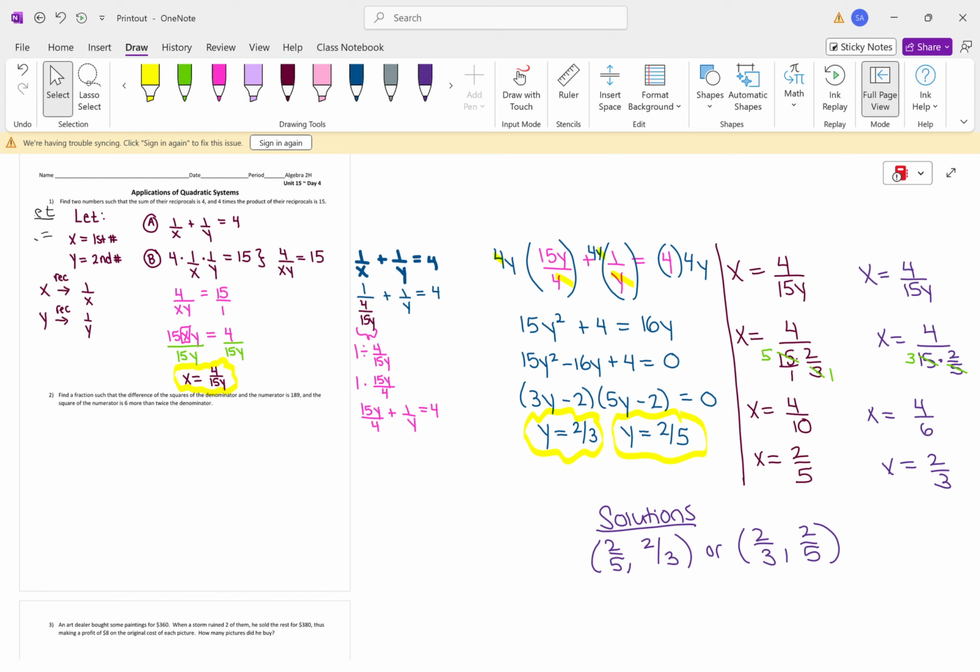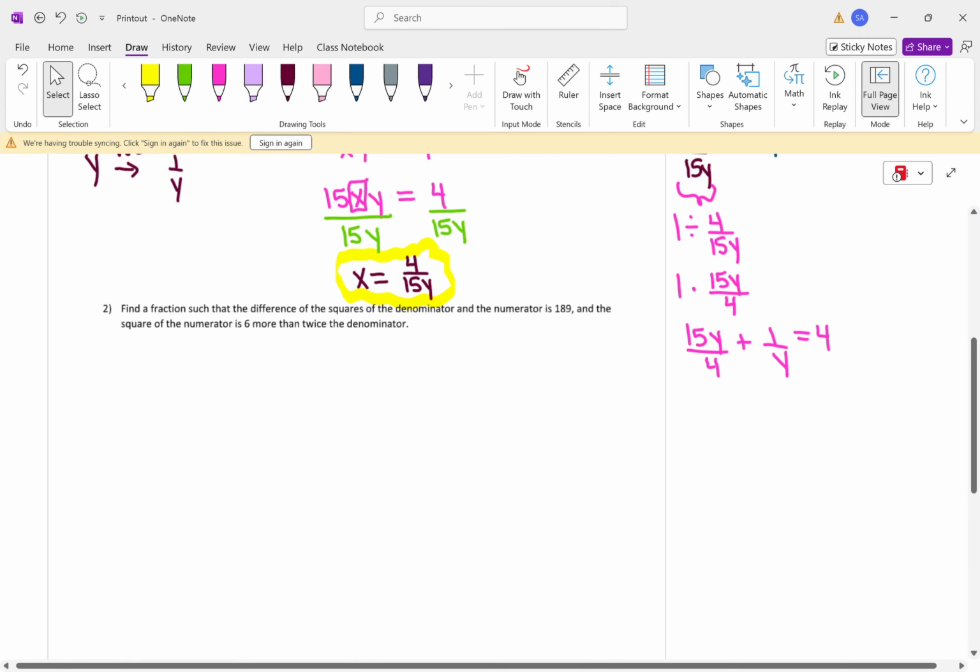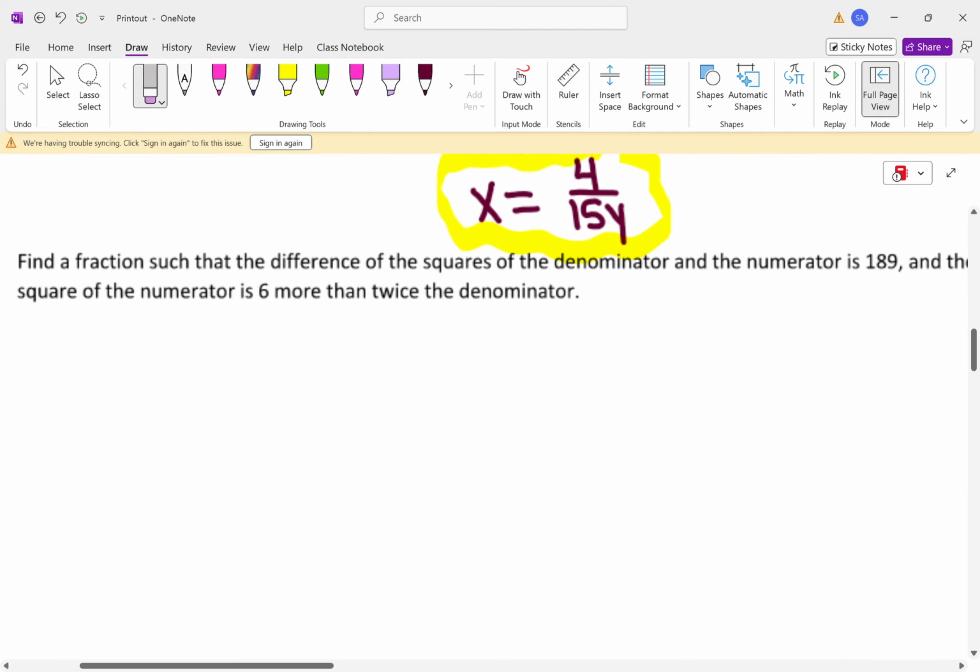Are we ready for the second problem? Yes. If we're solving for two numbers and we get two answers for y, can we assume that those are the two numbers? No, you have to plug back in because sometimes one of those numbers won't work out. It will yield an imaginary number, so we'd have to reject it. So you'll actually see something like that in the next problem. All right, next problem.